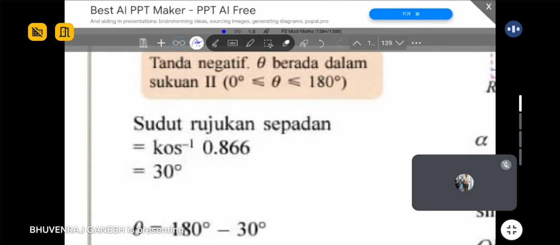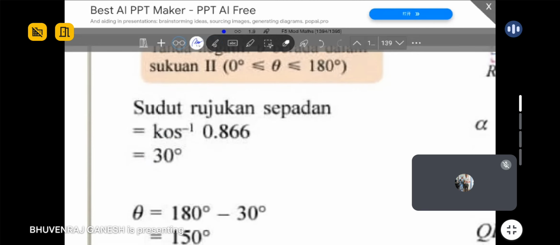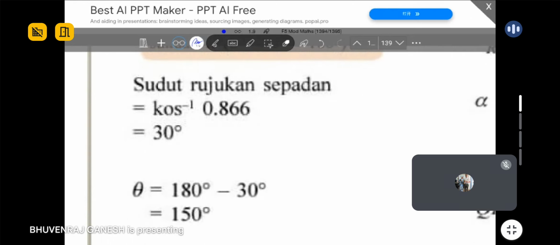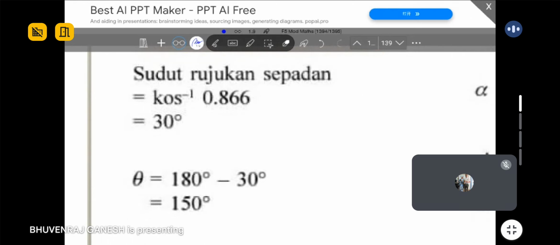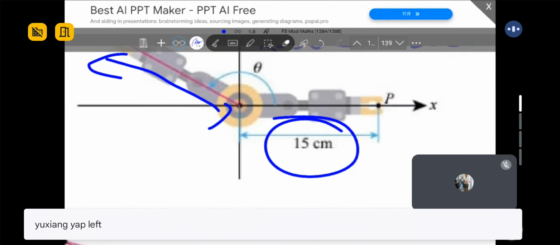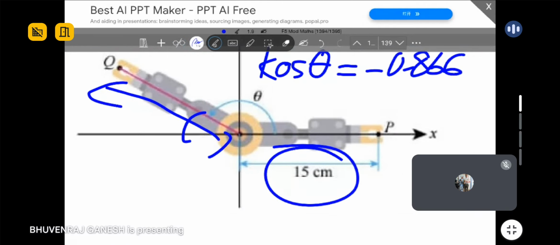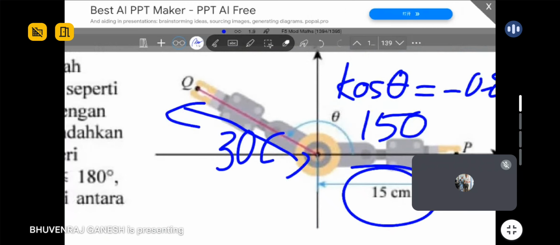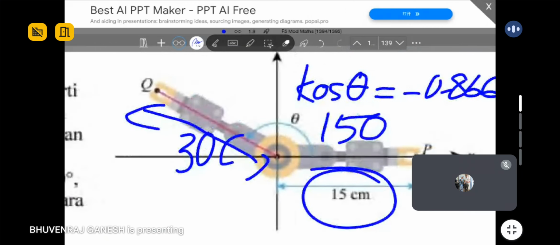Because it is in quadrant 1. 0 till 90, 30 is in quadrant 1. So how to find theta? You take 180 minus 30. 180 tolak 30. Because yang ni adalah garis lurus. So this is the 30, this is the 150. Sampai sekarang, semua boleh faham tak? Can you all understand how I get 30 and 150?